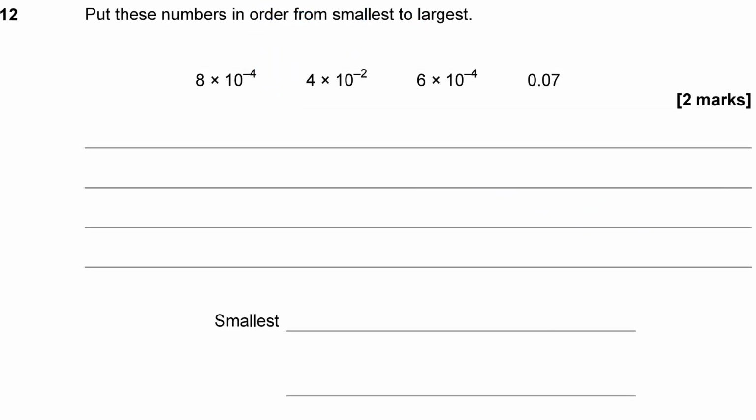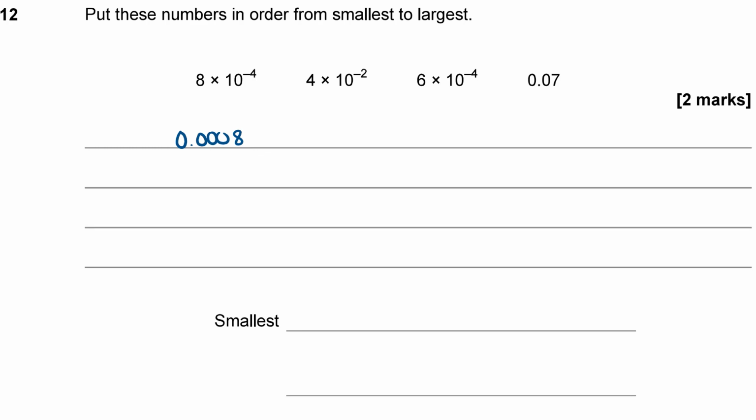Question 12. Put these numbers in order from smallest to largest. Okay, and I've got some numbers that are written in standard form. They've got negative indices, so they're kind of decimal numbers, aren't they? Okay, so I've got 8 times 10 to the minus 4. Let's just write that as a decimal. That's going to be 0.0008.